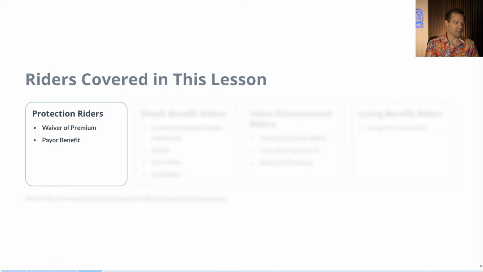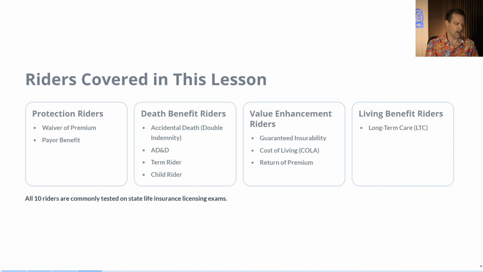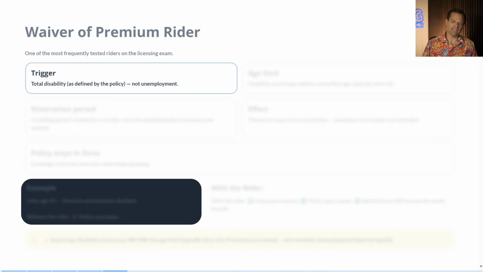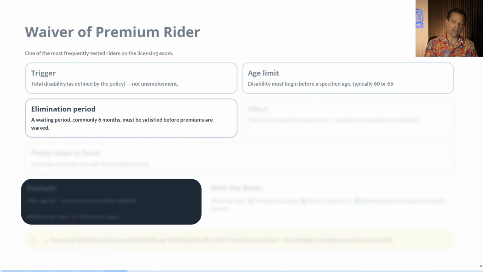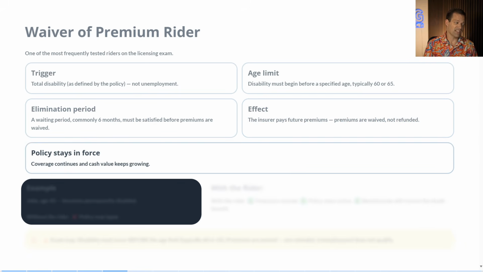So riders covered in this lesson include protection riders, like waiver of premium or payer benefit, death benefit riders, value enhancement riders, and living benefit riders. We'll cover all of them because they're going to be tested. So, waiver of premium rider, the most common one on the test. The trigger is total disability as defined by the policy, not necessarily unemployment. There is an age limit, typically 60 or 65, and an elimination period, which means you have to pass through a certain period of time before you can start receiving the rider's benefit. And the effect is the insurer pays future premiums because they're waived and not refunded. The policy stays in force, coverage continues, and the cash value, if any, keeps growing.